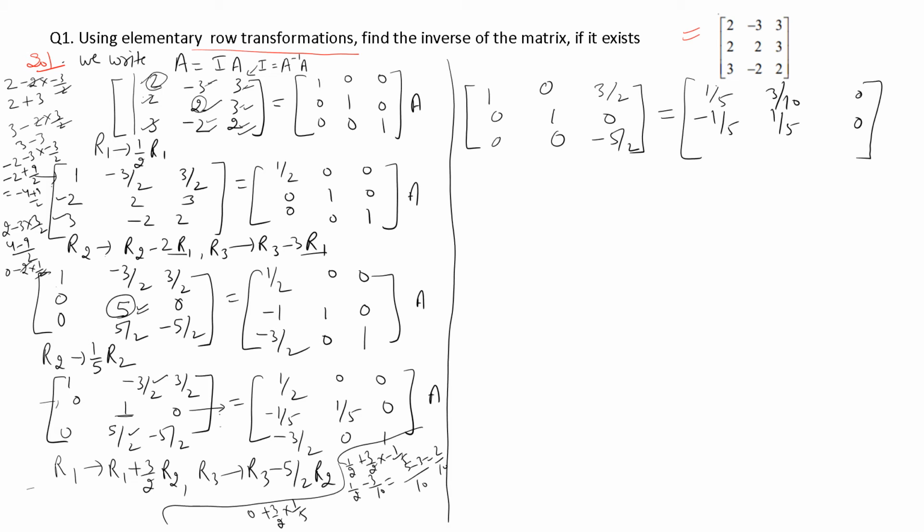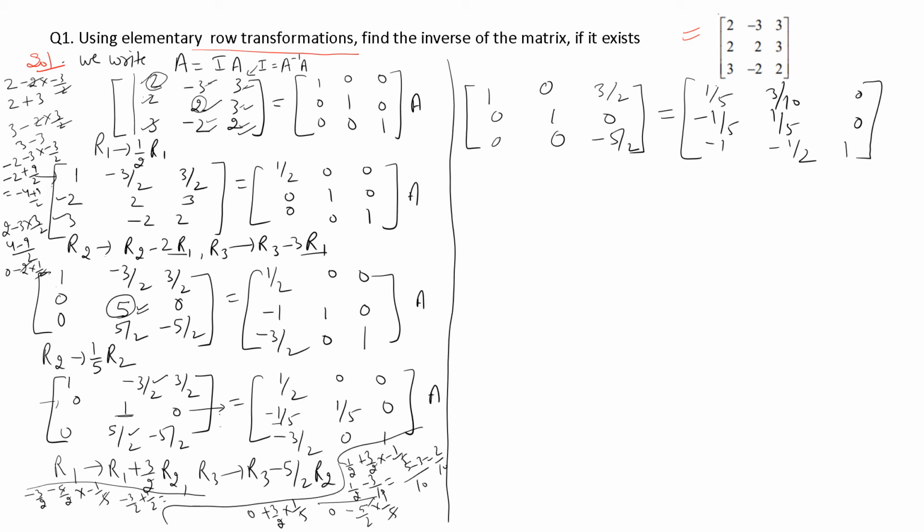And this is R3. So R3 is your minus 3 by 2, minus 5 by 2 times my R2. R2 is minus 1 by 5. So this is your minus 3 by 2 plus 1 by 2. So minus 3 by 2 plus 1 by 2 is minus 2 by 2, that is minus 1. And second entry is your again R3. R3 here is 0 and this is minus 5 by 2 times R2. So this is your minus 1 by 2. Clearly we can see. And the last one is 1 because minus 5 by 2 times R2 will be giving just 0.